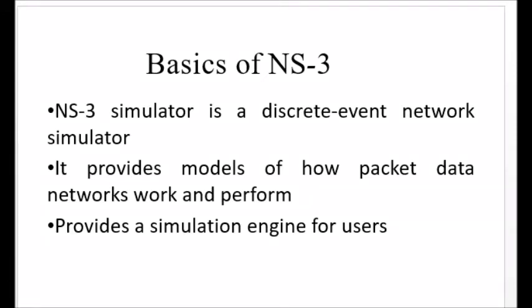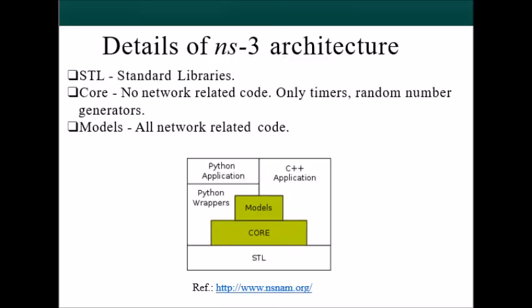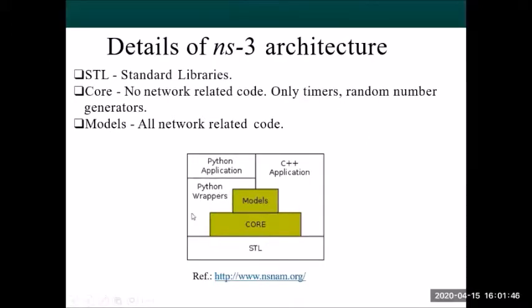NS3 is an open source network simulator that helps model different types of network. The architecture has three layers: standard libraries, core, and network models. The basic NS3 architecture has the standard libraries at the bottom layer, which include all the code needed to implement NS3 programs or to implement any network.